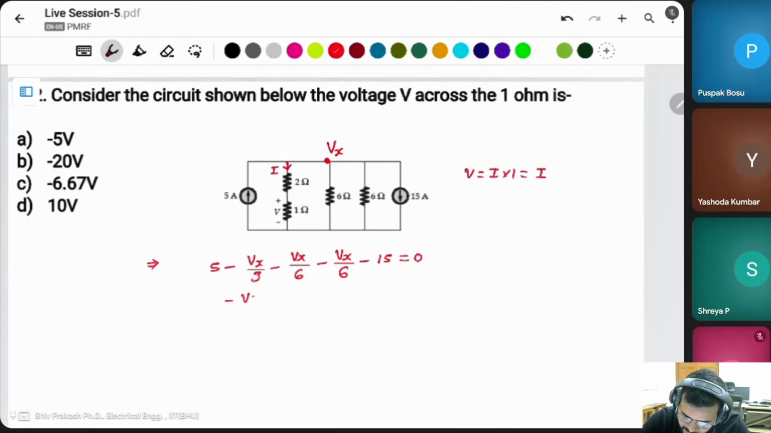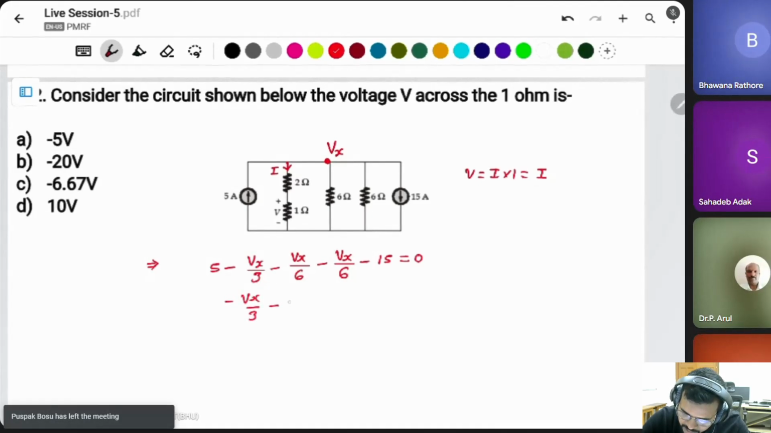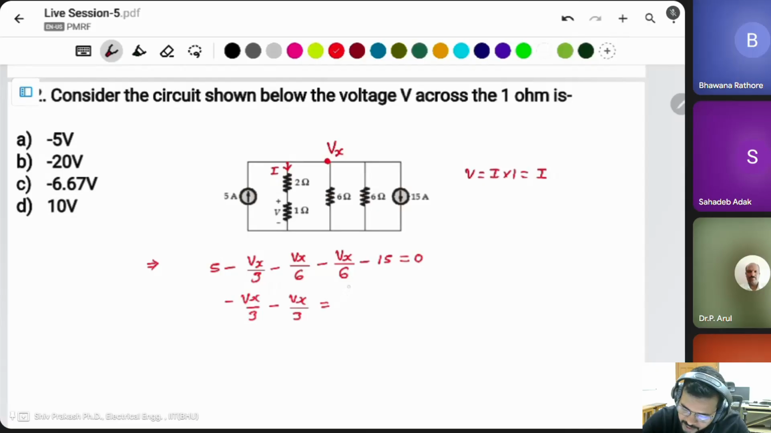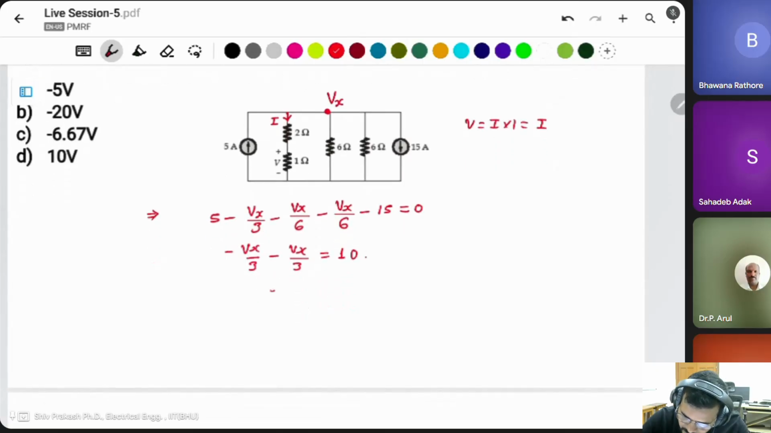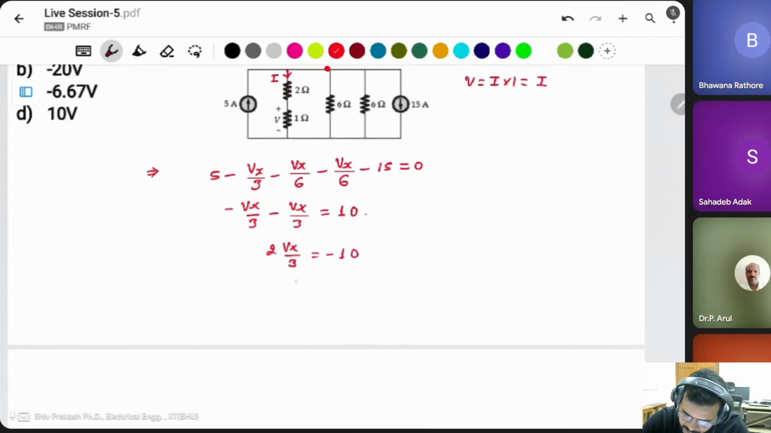This is minus Vx by 3. This is also Vx by 6, Vx by 6, which is equal to 2 Vx by 6, that is Vx by 3. 5 minus 15 will be minus 10. Minus 10 goes to the right side, it will be 10. This will be 2 Vx by 3 is equal to minus 10. If you multiply by minus on all sides, then Vx is equal to minus 15 volt.